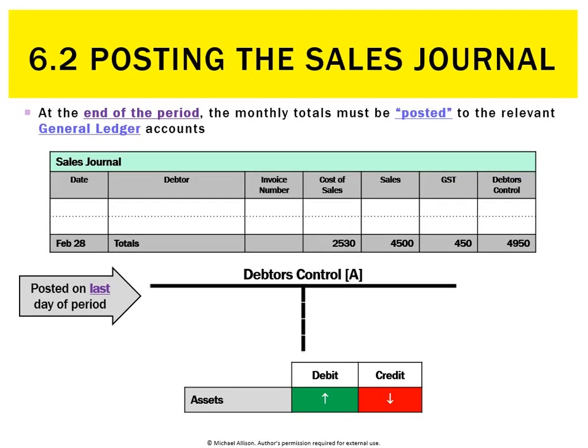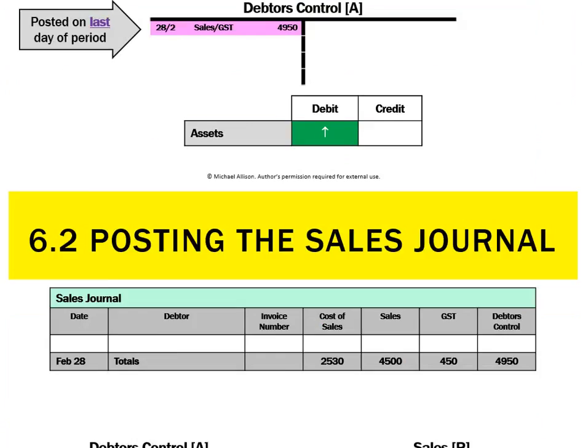And finally, we have the debtors control column. So in this case, it'll be 4950. That's an asset going up, so that'll be a debit posted on the last day of the period.